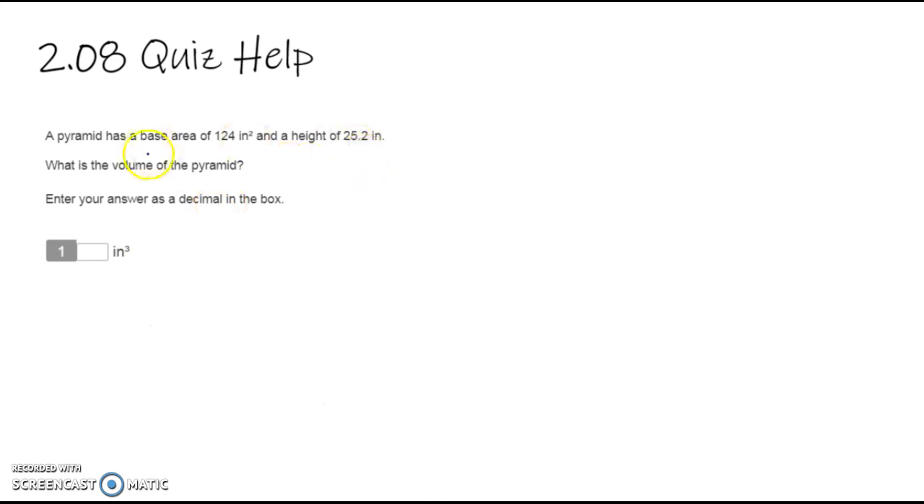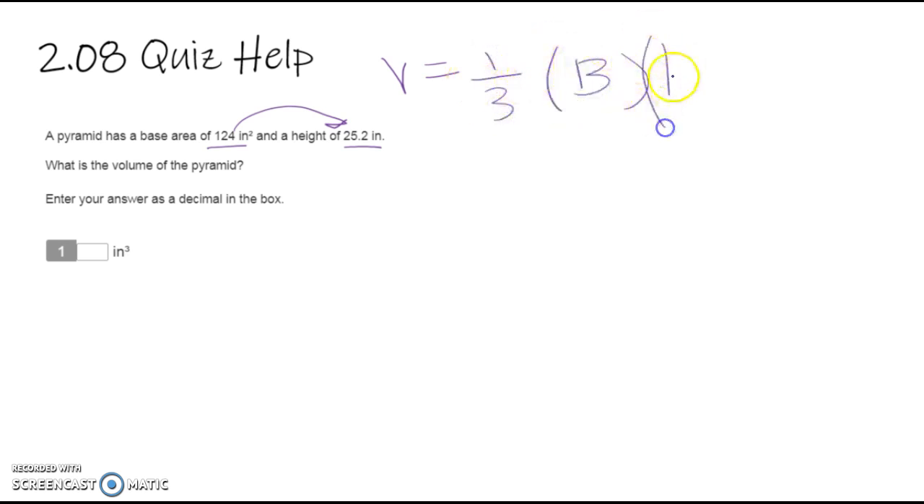The next one says a pyramid has a base area of 124 inches and a height of 25.2. What is the volume? So this is actually a really straightforward question, but a lot of people get tempted when they see this to go super fast and do, oh, base times height, done. There's a problem. Remember, the formula for the volume of a pyramid is 1/3 times the area of the base times the height.